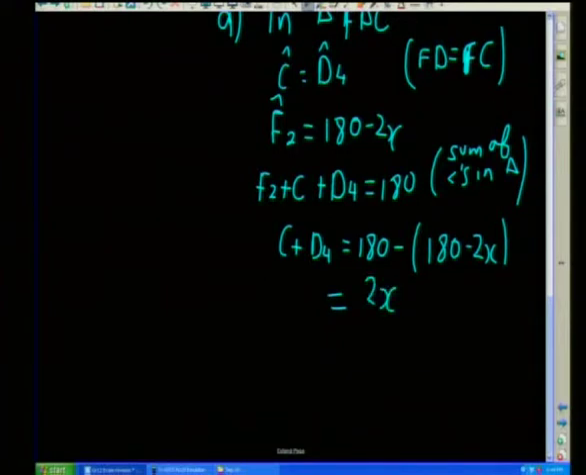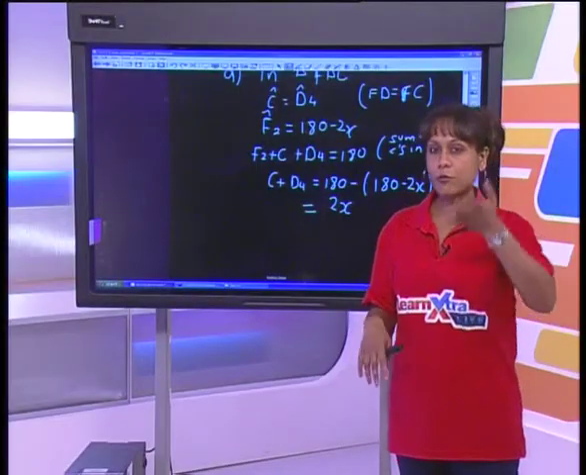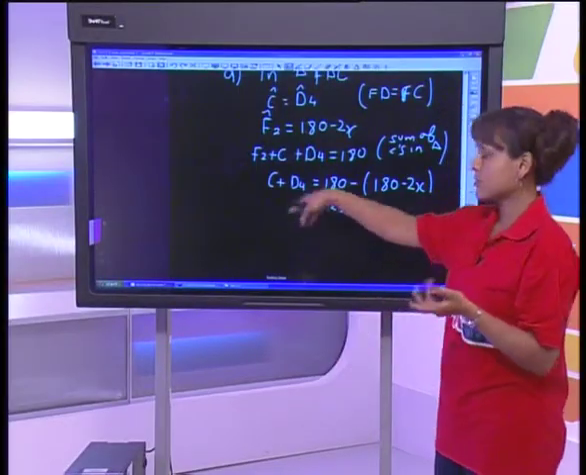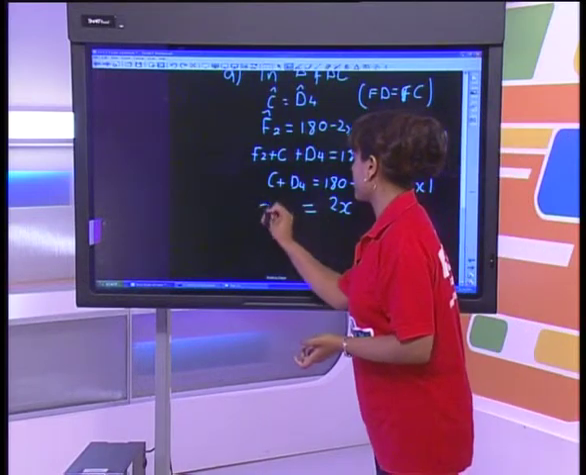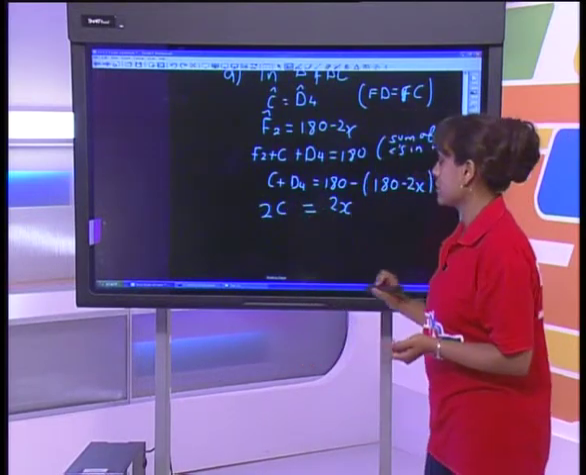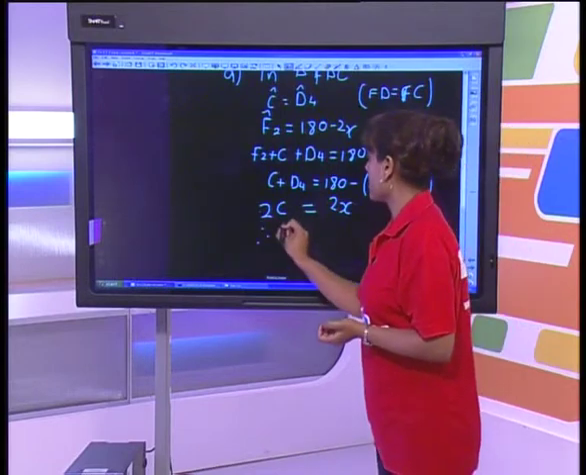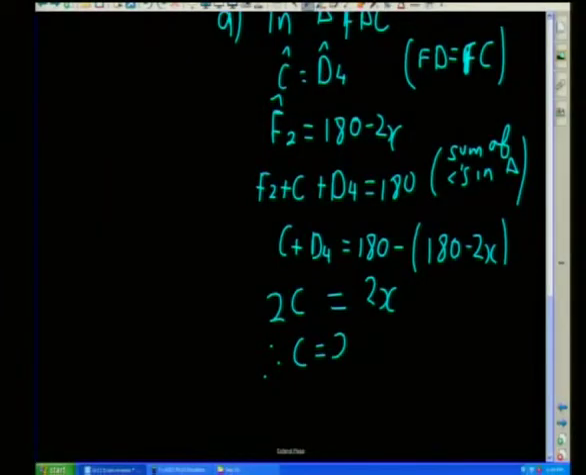So therefore, C plus D4 is equal to 2x, but C and D4 are equal to each other, right? So remember, all I can do here is literally replace D4 with C because they're the same thing. And then I'll get 2C is equal to 2x, therefore C is equal to x.